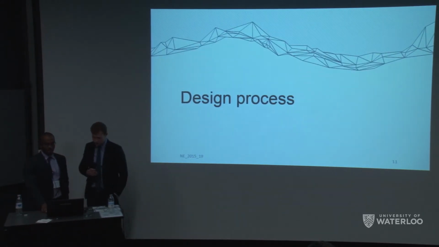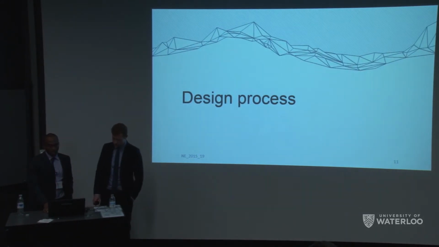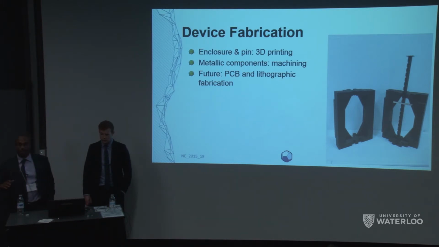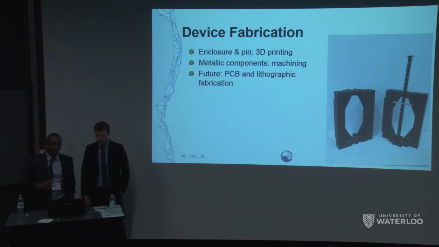All right, so now I'm going to talk about our design process and what we had to go through. This is one pin out of the 9 that we have outside. Like I said, we 3D printed the enclosures and the pin. We made the contacts and the wire using machining. They're just pure copper. And in the future, which we're going to talk about in a bit, we want to use PCBs and eventually lithographic techniques.